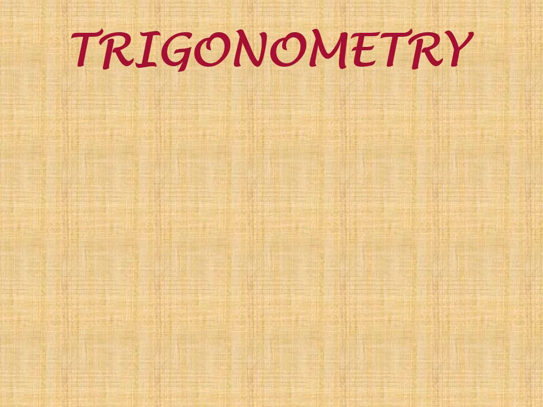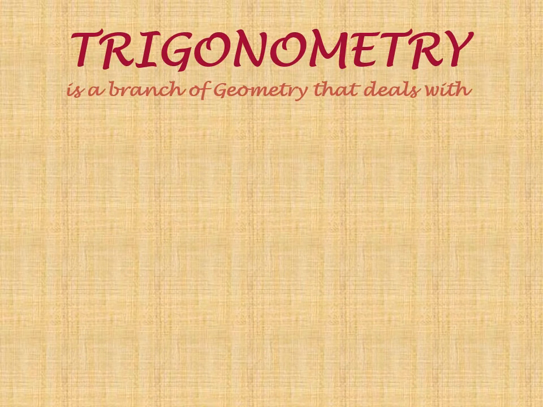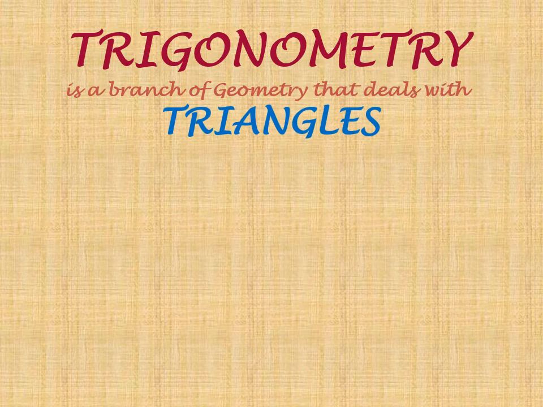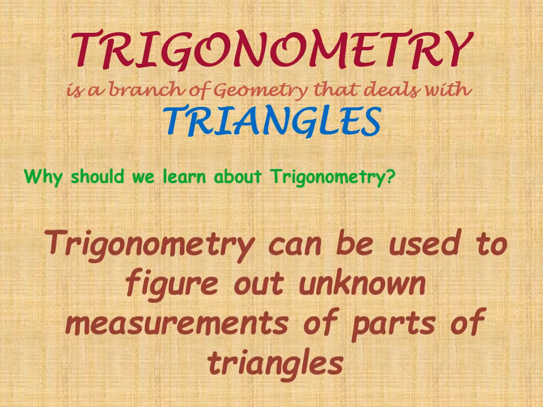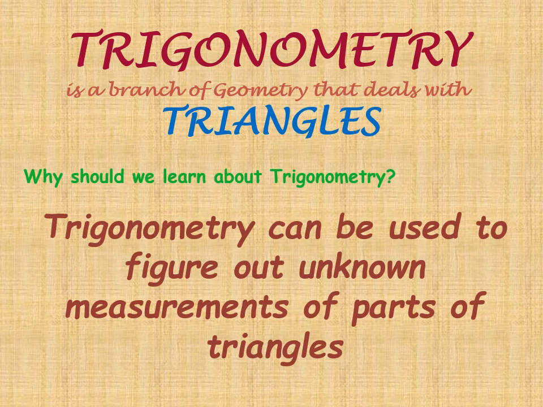In this branch we are going to deal with triangles, and of course we know that any triangle has 6 elements, 3 sides and 3 angles. In this branch we are going to try to find the unknown measurements of triangles, like angles or sides.